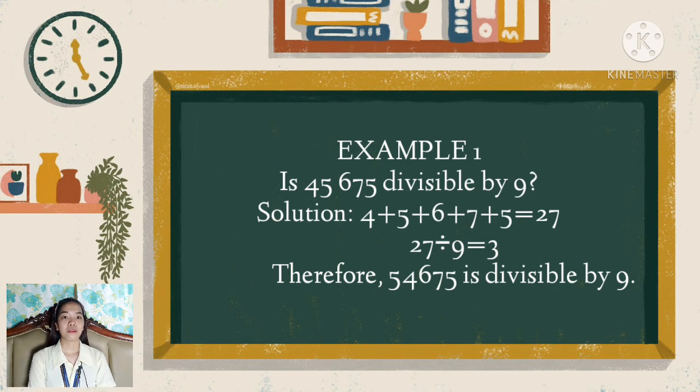We need to sum all the digits. 4 plus 5 plus 6 plus 7 plus 5 is equal to 27. So 27 divided by 9 is equal to 3. Therefore, 45,675 is divisible by 9.